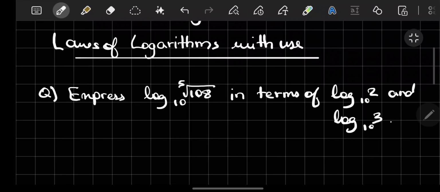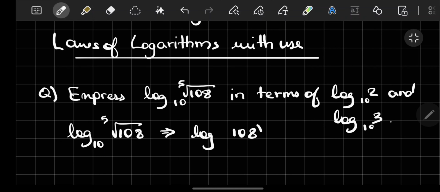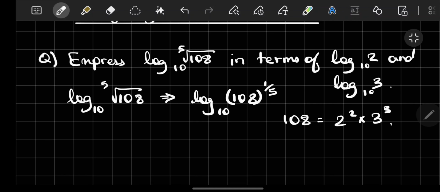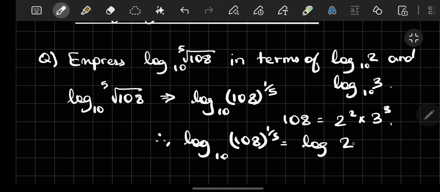Now what does the question say? They are asking to express log of 108 whole power 1 by 5 to the base 10 in terms of log 2 to the base 10 and log 3 to the base 10. So let's try writing 108 in terms of 2 and 3. As you know, 108 could be written as 2 square multiplied by 3 cube. Therefore, instead of log 108 power 1 by 5 to the base 10, we could write log of 2 square multiplied by 3 cube whole power 1 by 5 to the base 10.